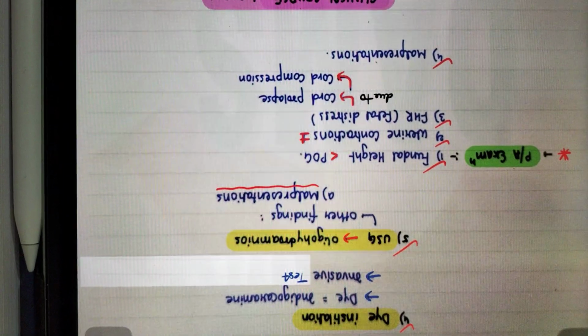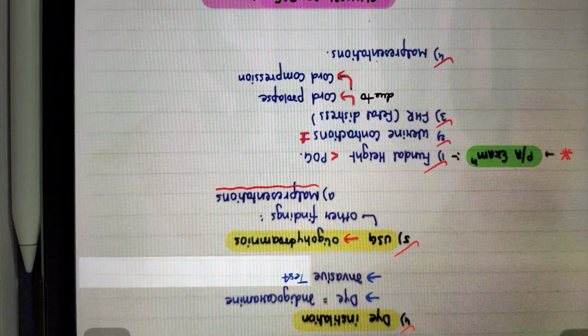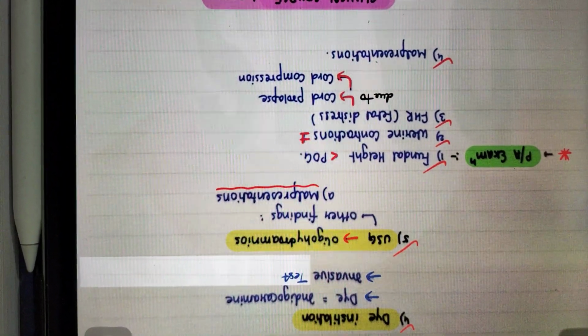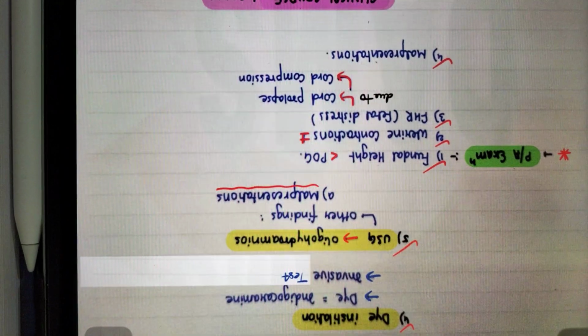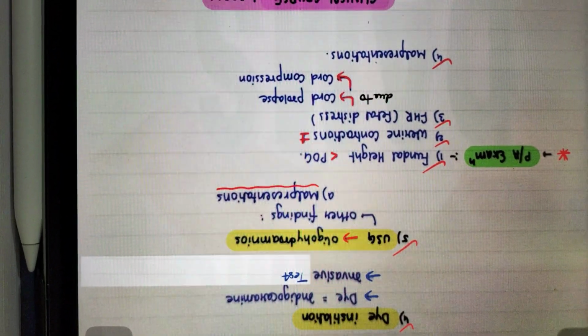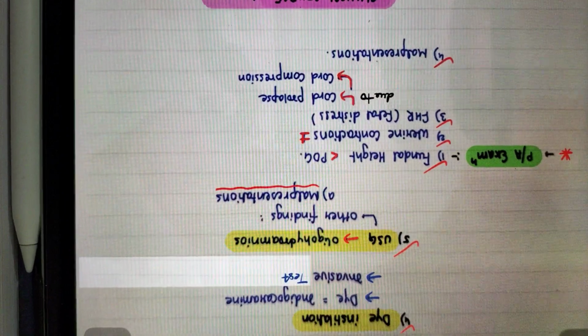Now on per abdomen examination, we can see that the fundal height will be less than the period of gestation. Uterine contraction can be present or absent. Fetal heart rate is auscultated. Fetal distress can be present due to cord prolapse or cord compression. There can also be malpresentations.